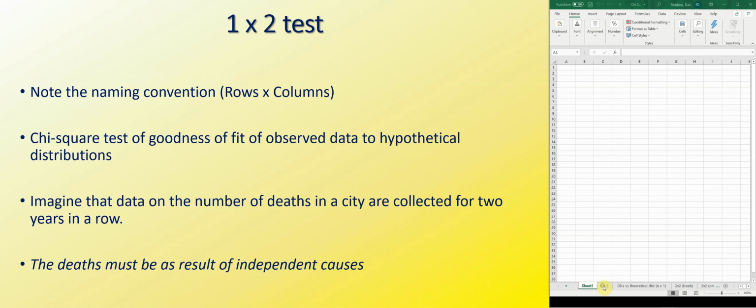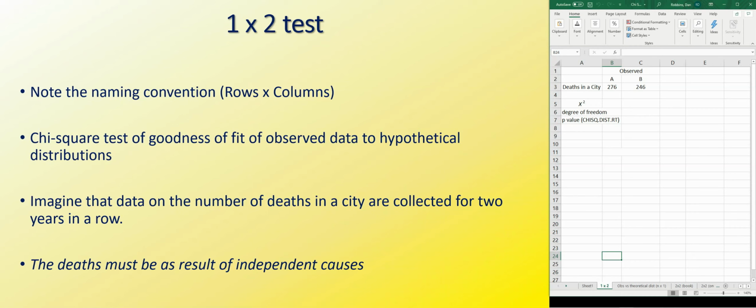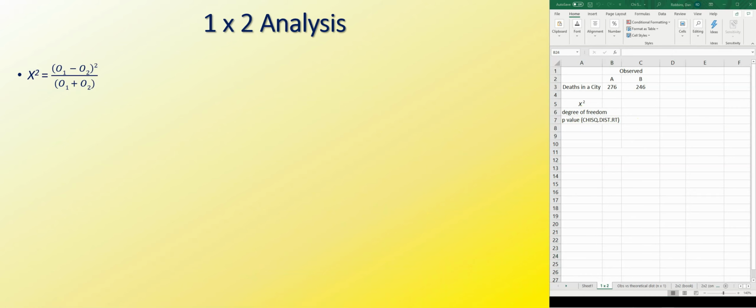I've pulled the data into Microsoft Excel so you can see that we have year A and year B with 276 and 246 deaths per year respectively. And what we need to do is calculate our chi-squared value, look at the number of degrees of freedom, and use the combination to get the p-value using this command, which I'll talk you through shortly. To get these values, the chi-squared value is the difference between the 2 observations squared divided by the 2 numbers added together. So let's have a look at how to do this in Excel.